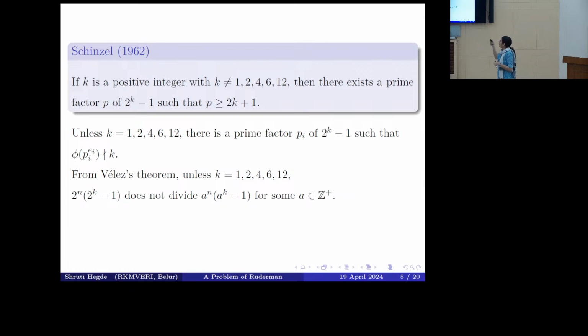That means there will be an a for which 2^n times (2^k minus 1) will not divide a^n times (a^k minus 1). So what we can say is, for the second relation of Ruderman to hold, k should be equal to 1, 2, 4, 6 or 12. Right? It should be equal to one of these values, where k is nothing but our m minus n. So in the original statement, m minus n has to be equal to 1, 2, 4, 6 or 12. Is it clear till now?